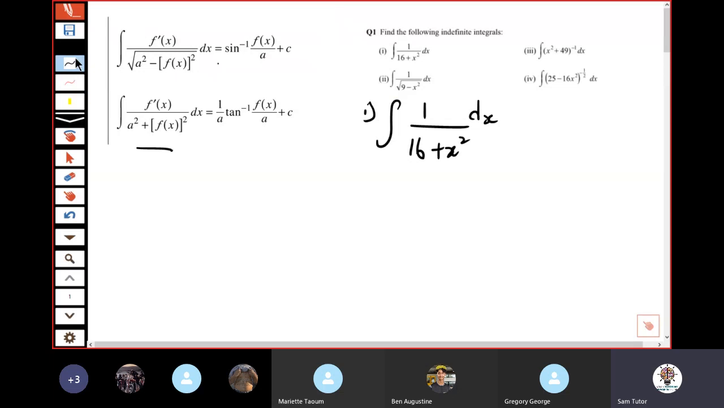Novak, next one. Integral of cos theta becomes sine theta. That's it, plus c. Okay. Queenie, next one. Tan theta.